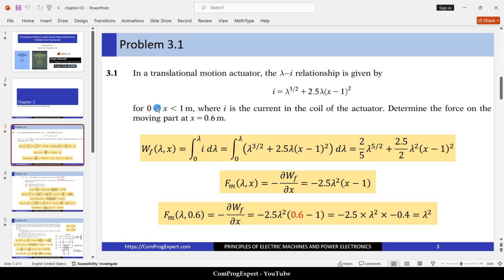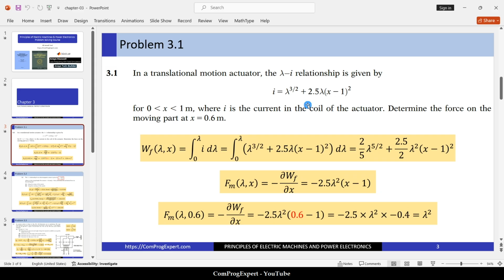So the range of x is given here. x is between 0 and 1 meter. i is the current in the coil of the actuator. Determine the force on the moving part at x equal to 0.6 meter. So when the value of x is 0.6 meter, how much electromagnetic force is applied to the moving part?